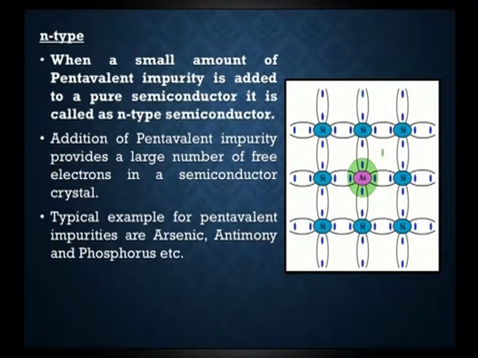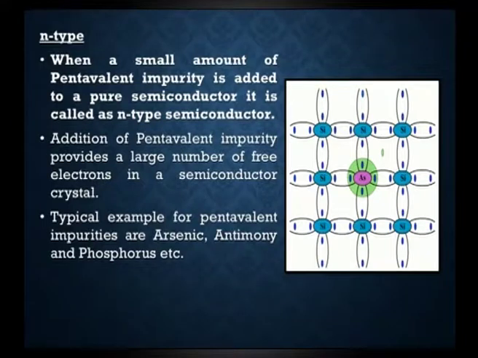Already we know that semiconductors are of two types, extrinsic and intrinsic. Intrinsic is a pure form, and extrinsic has impurities. Whenever impurities are added, that type of semiconductor becomes extrinsic. Extrinsic is again divided into N type and P type. Now we are discussing N type.